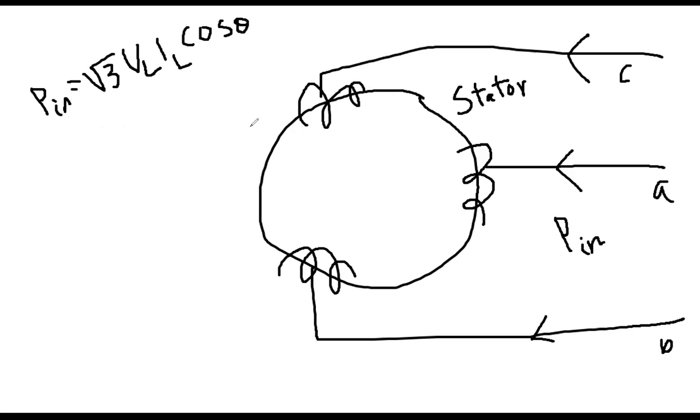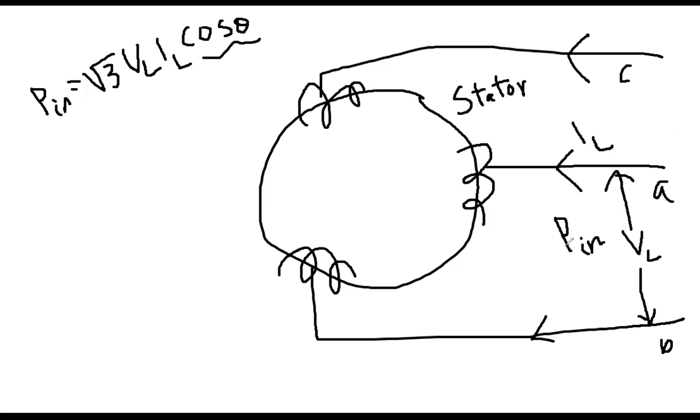This VL is the line-to-line voltage, so this is VL between two lines. That information will be given in the problem. So you will be knowing what is VL and how much current is entering, this is IL. And of course, the power factor information will be given, so you will be getting the cos theta. Therefore, by using this equation, you are able to find out what is my input power. So this is input power.